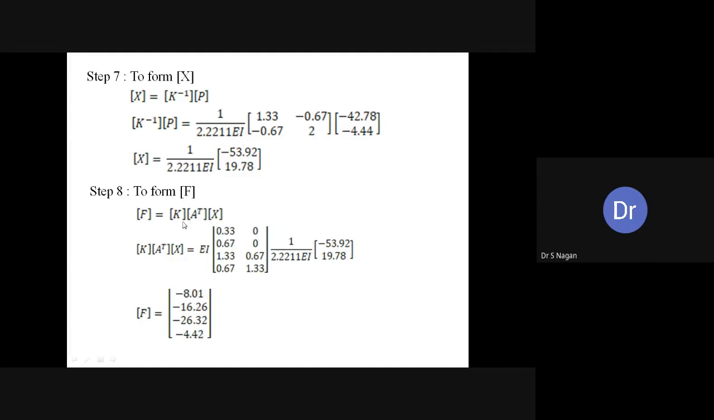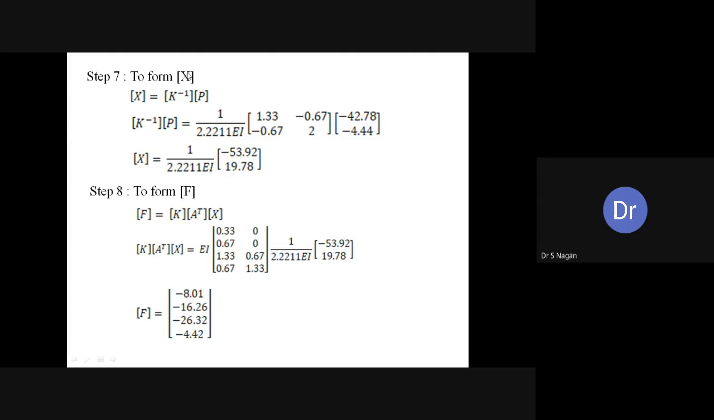Capital F is equal to K A transpose, small k. As I said, it is small k A transpose into X. So small k A transpose we already have in the previous step. We are using that value into X. X we have here. So now EA will get cancelled, and you can multiply these values. So you'll be getting F as four values, and this is F1, this is F2, this is F3, this is F4.